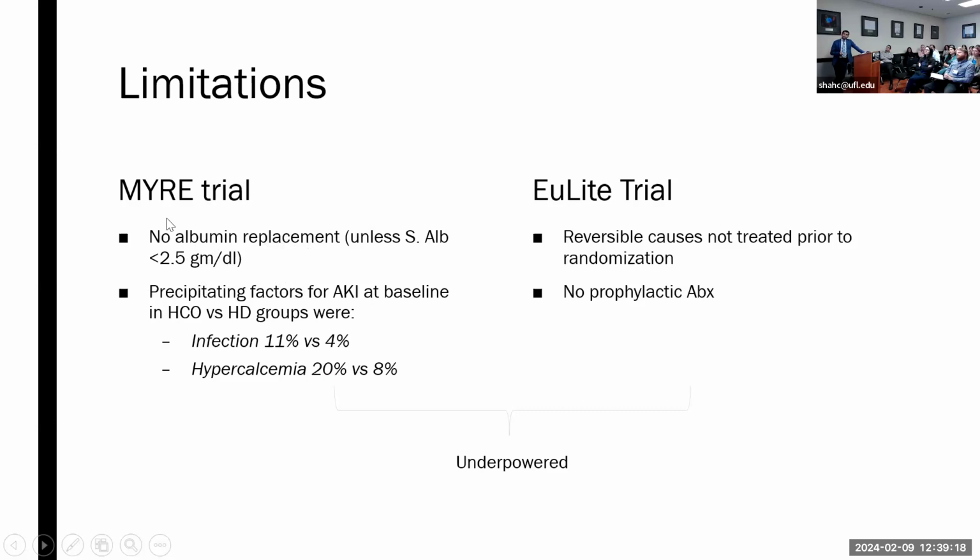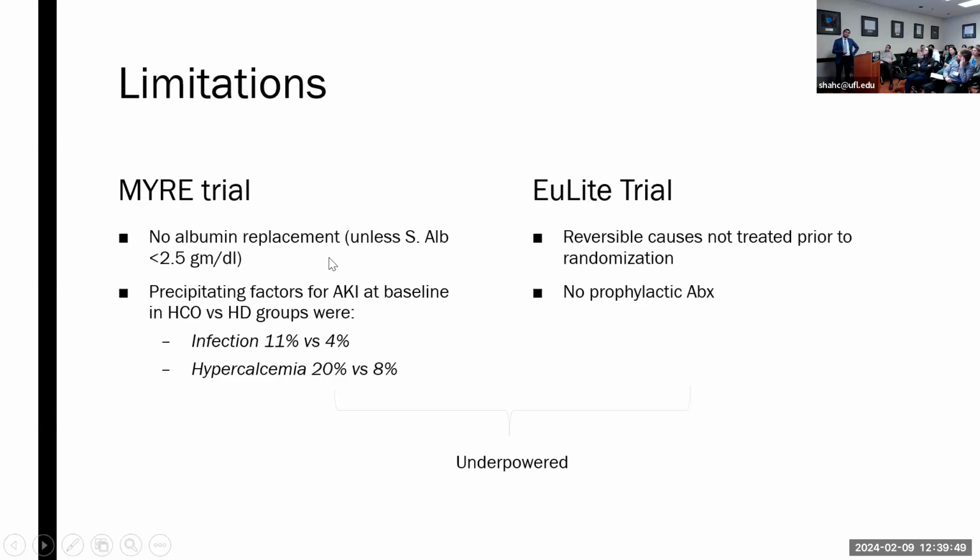That was one criticism. Second, in these patients, the control group had more infections, the high cutoff group had more infections and more hypercalcemia incidents. So it's possible they had more acute kidney injury than the control group. In the ULIGHT trial, they didn't treat the reversible causes. They just randomly assigned patients without reversing the reversible causes first, and they did not use prophylactic antibiotics.